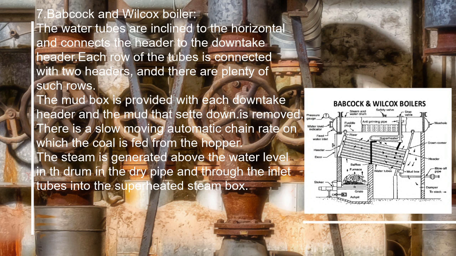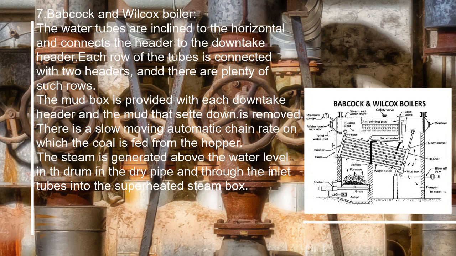There is a slow moving automatic chain grate on which the coal is fed from the hopper. Baffles cause hot gases to move upwards and downwards and again upwards before leaving the chimney. Dampers are operated by a chain which passes over a pulley to the front of the boiler to regulate the draught. The boiler is suspended on steel girders and surrounded on all four sides by fire brick walls. Doors are provided for a man to enter the boiler for repairing and cleaning.